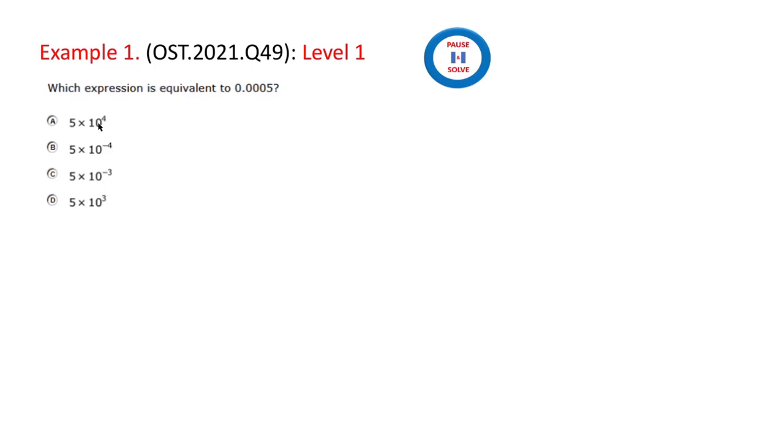That's 50,000. So those can't be equivalent to this number here. Your choices are this one or this one. But here's how you do it. So 0.0005 is 5 times, you count 1, 2, 3, 4, 10 to the power negative 4, and then you just got it right here.